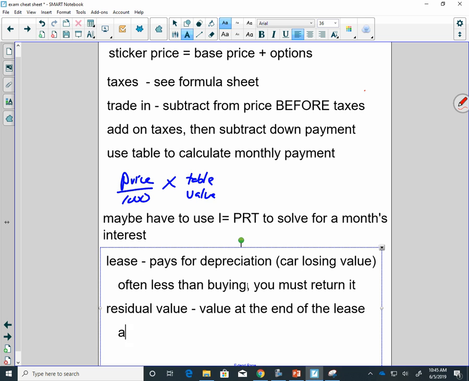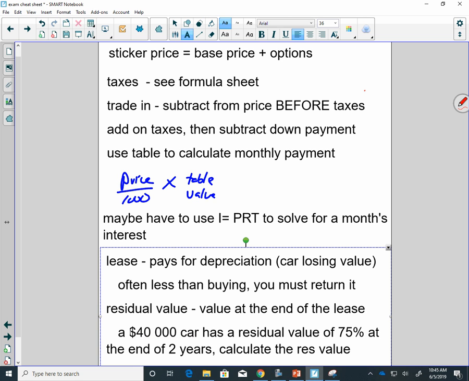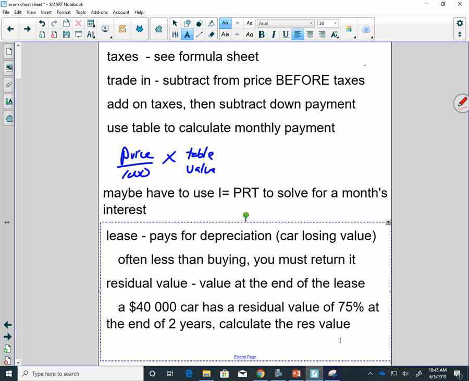So as an example, let's make it a $40,000 car. A $40,000 car has a residual value of 75% at the end of 2 years. Calculate the residual value. How do you do that? You would take that $40,000 and multiply by 0.75. In this case, that would be $30,000. That's what the car is worth at the end. If you were to buy it, that's what you would owe.